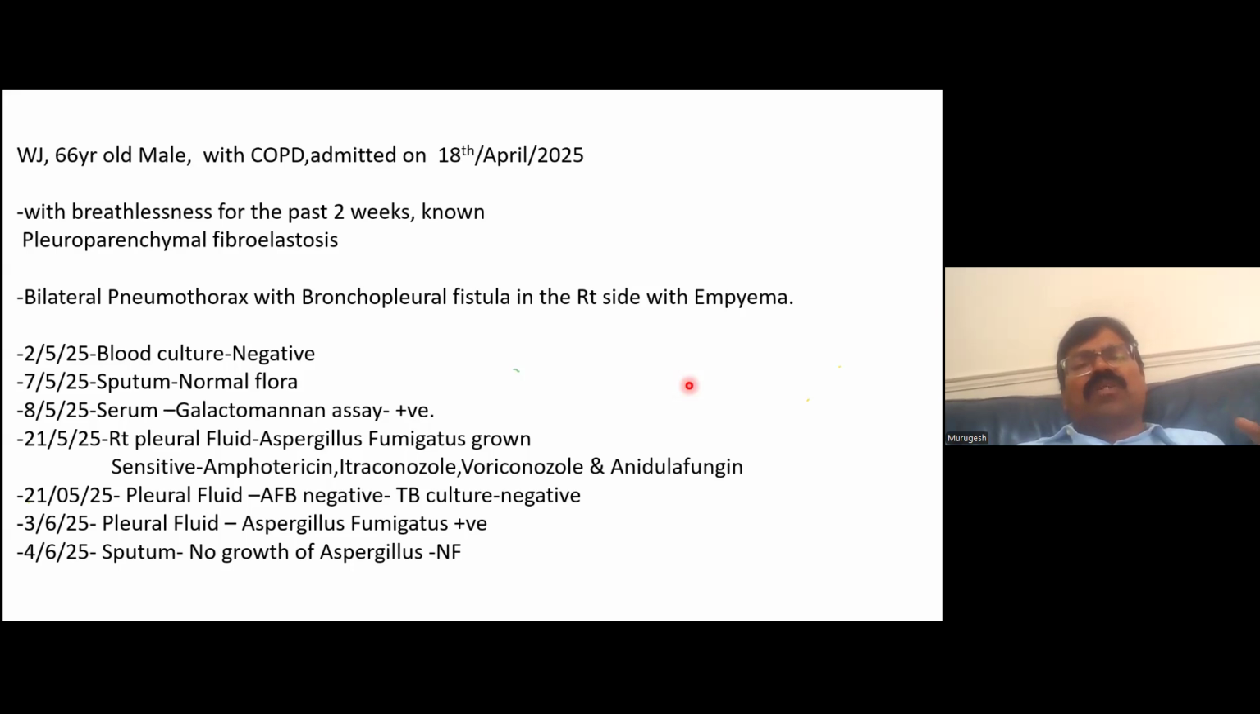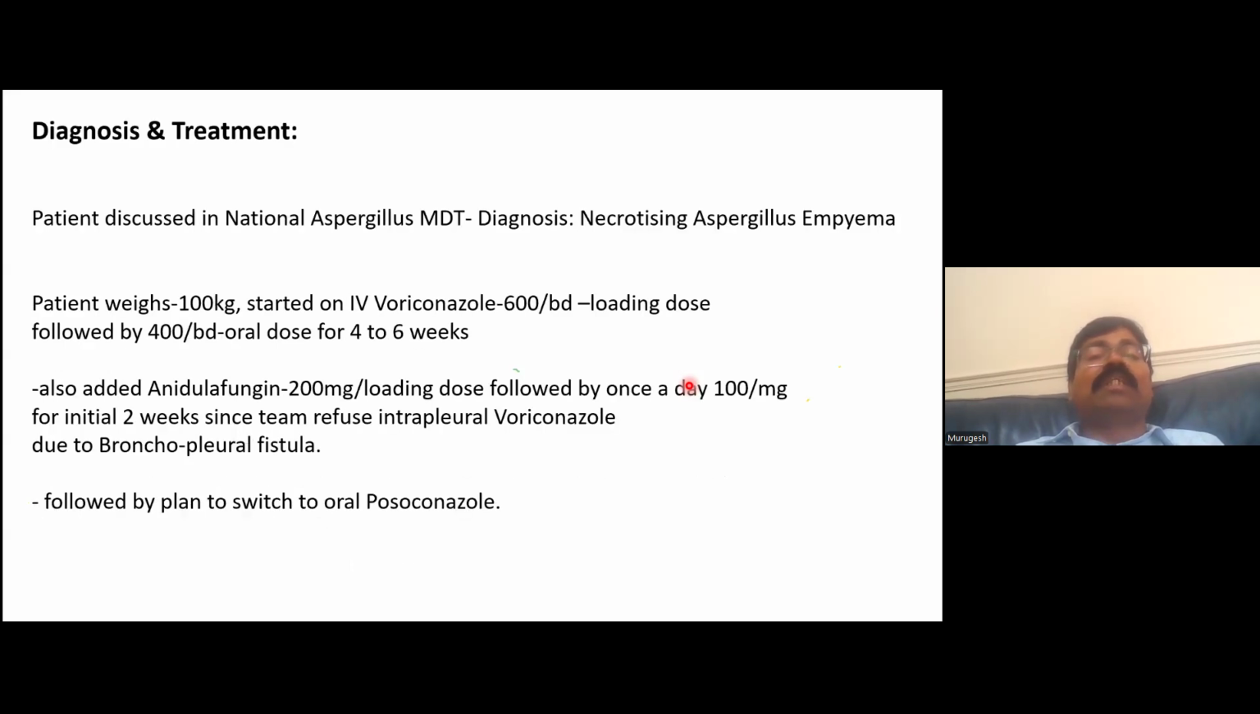When it comes to voriconazole, the thing is, usually immunocompromised patients are the ones who get Aspergillus infection. They will typically be on immunosuppressants like tacrolimus and mycophenolate, and these two are nephrotoxic. So this is a conundrum when it comes to treating patients with Aspergillus infection. This patient was discussed in the national MDT. They came up with this diagnosis, necrotizing Aspergillus empyema. His weight was 100 kilograms, so he was commenced on a loading dose of 600 BD IV, followed by oral 400 BD.